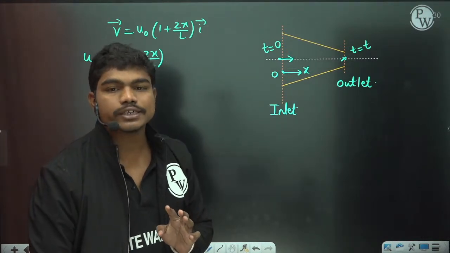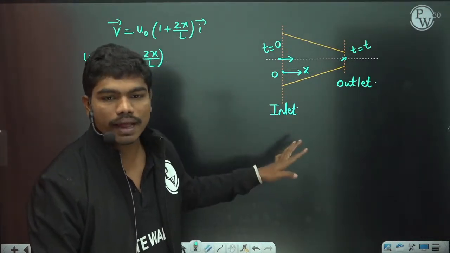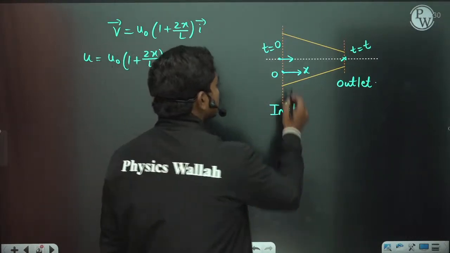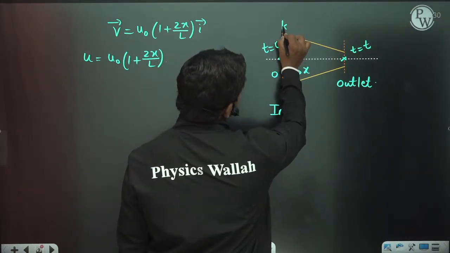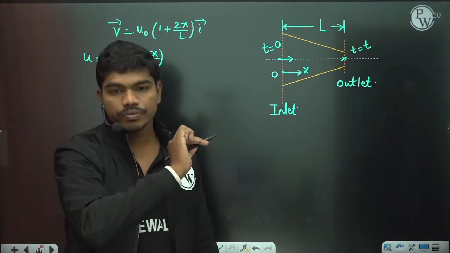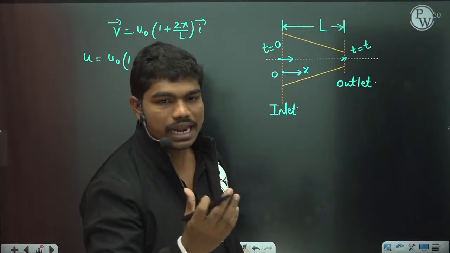Yes? So is this clear to all of you? Now we'll see what mathematics we need to do, but right now, did you all understand this? And the length of the nozzle is given. The length of the nozzle is basically L. Okay, so the length of the nozzle is L. Now if the length of the nozzle is L, then let us see.